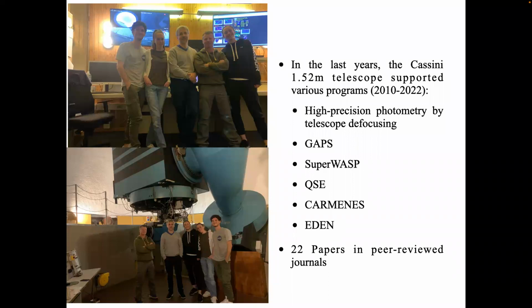Usually I receive one to two weeks per semester, and in the last 10 years we published more than 20 papers with this data. And here is a picture of me with some students of mine, together with Ivan Bruni, and this is the technician, one of the technicians, together with Roberto Galandi, at the Loiano station. So I also thank them for all the support during the observations.